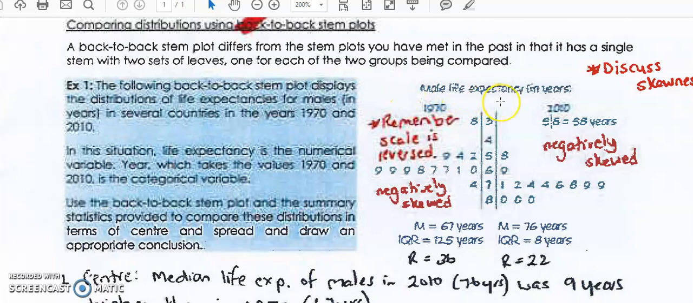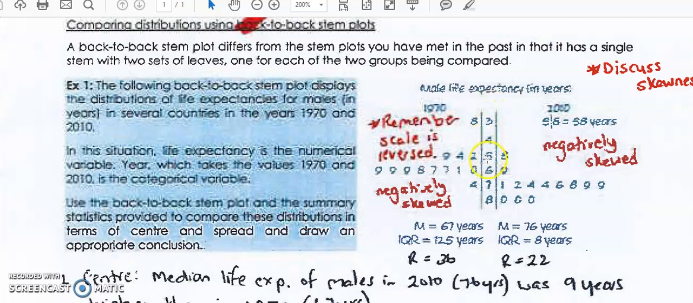This is the male life expectancy in years, so how long males tend to live for in years. We obtained different people from different countries in 1970, and then we also obtained different people from different countries 40 years later, in 2010. You can obviously see there are some comparisons between the two, but in order to read this age right here for 1970, this is a person aged 38, not 83.